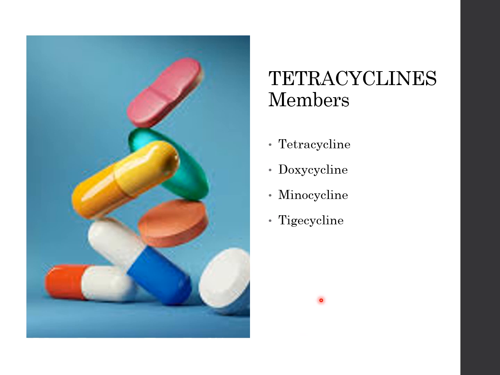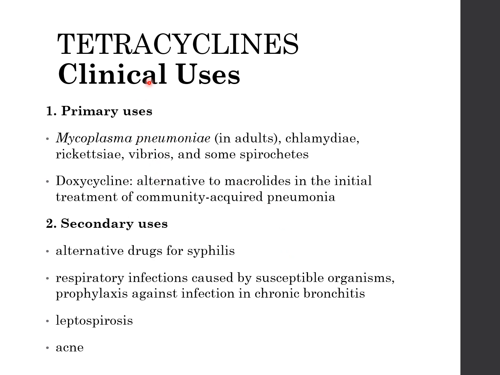Now we go to tetracycline, and we'll be discussing the members of the tetracycline group, which are tetracycline itself, doxycycline, minocycline, and tigecycline. The primary use of your tetracyclines is for walking pneumonia, or mycoplasma pneumonia in adults. Those infected with Chlamydia trachomatis or pneumoniae, or Rickettsia, Vibrios, and some spirochetes can also be treated. Doxycycline is a good alternative to macrolides in initial treatment of community-acquired pneumonia, especially that caused by mycoplasma. Another secondary use of tetracyclines is as a very good alternative drug for syphilis.